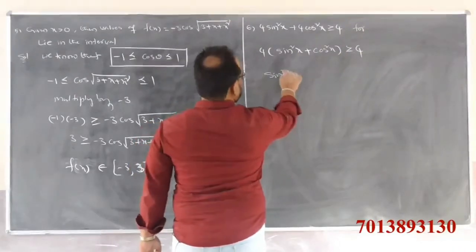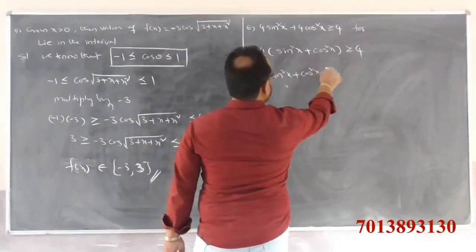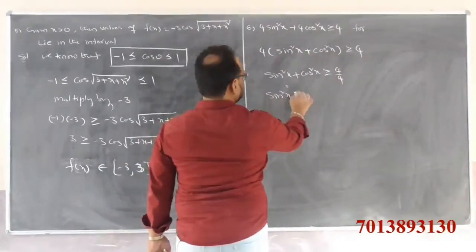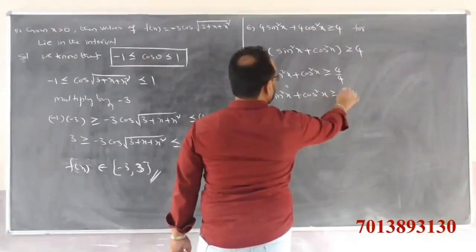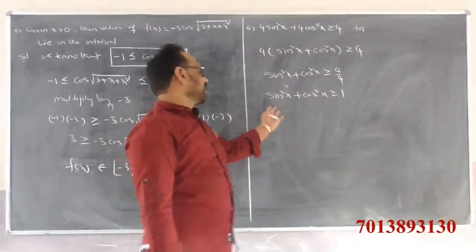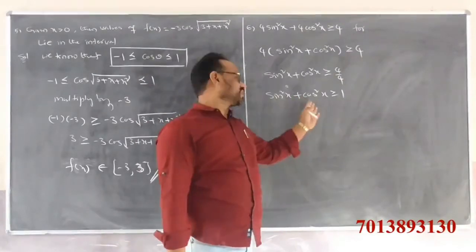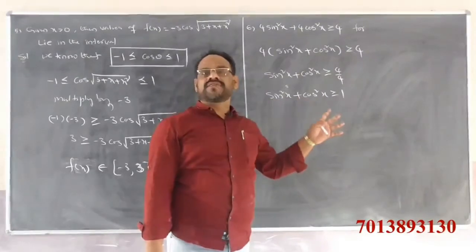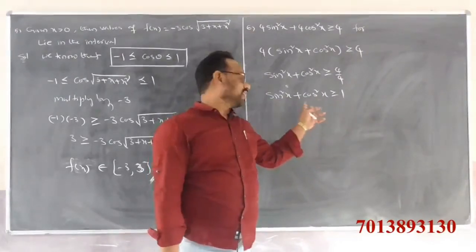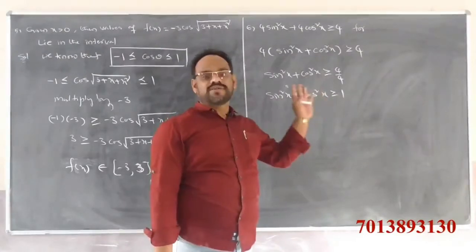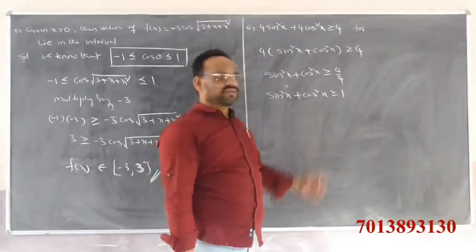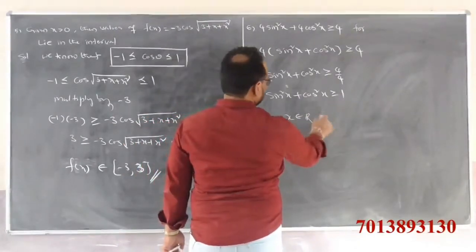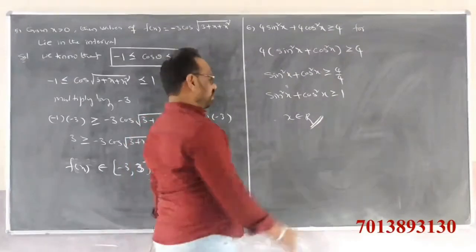That is, sin square x plus cos square x is greater than or equal to 1. Sin square x plus cos square x value is always 1 by the identity sin square theta plus cos square theta equals 1, where theta belongs to all real values. So x belongs to all the real values of x.